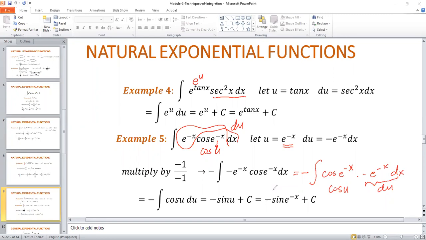That's for the natural exponential function. We will deal with the general exponential function on Thursday class. Based on the topics that we have discussed so far, do you have any questions?